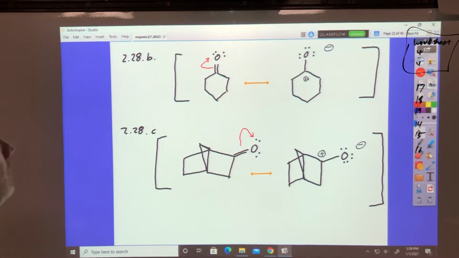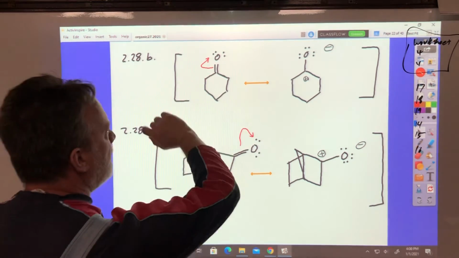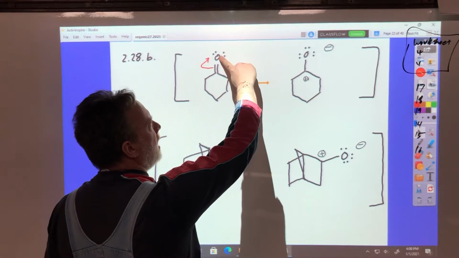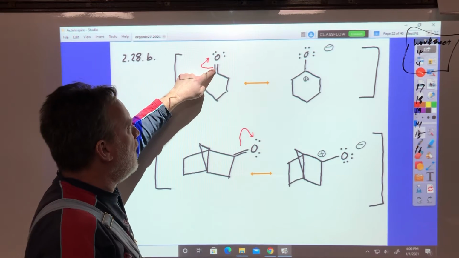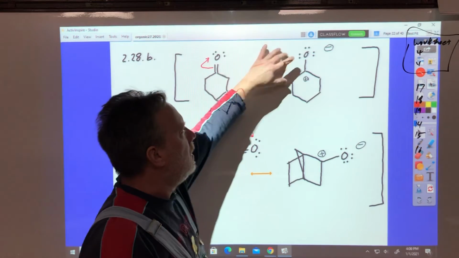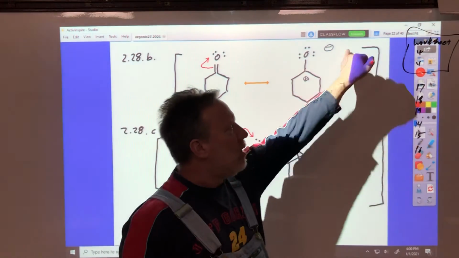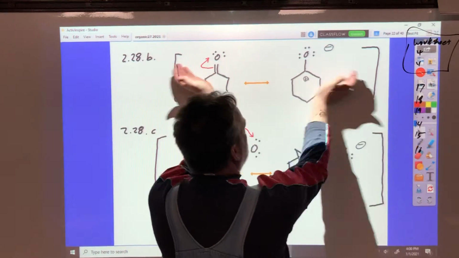In this one, if you go back a few pages, you'll probably find the opposite of this back there. This atom is more electronegative than carbon, so we're going to have a lone pair jump out of this double bond. We'll be left with a formal positive charge here and a formal negative charge there. Don't forget your bracket and your arrow, because that whole thing is in resonance.